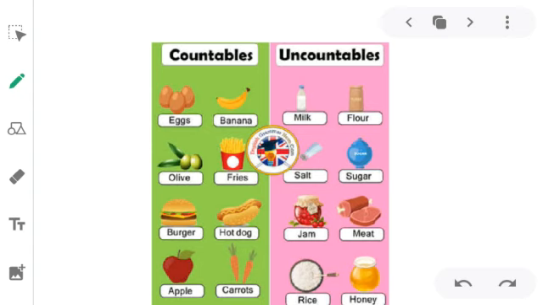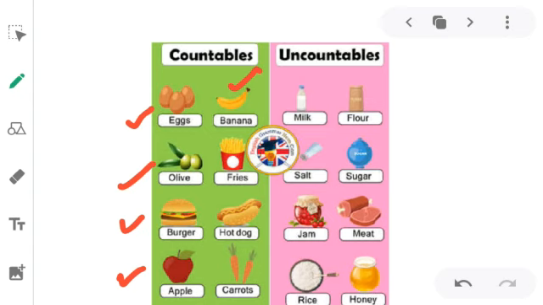Now we have a comparison over here. We can count eggs, like we have 3 eggs over here, so that is a countable noun. We have 2 olives, a burger, an apple, a banana. So these are countable nouns because we can use 1, 2, 3 or a and an with them.